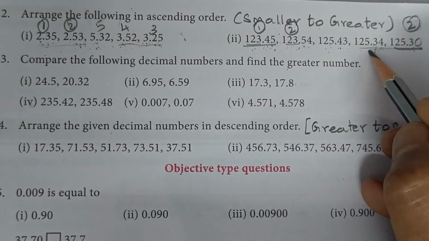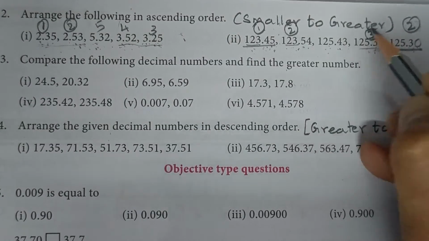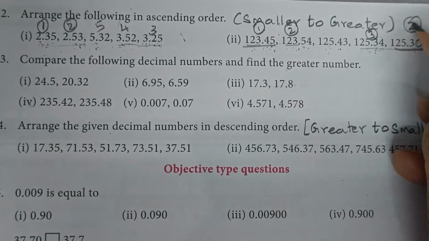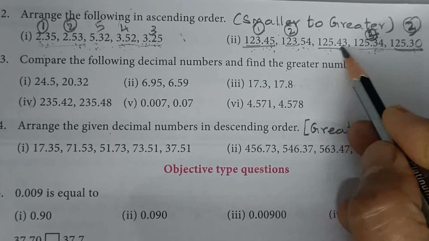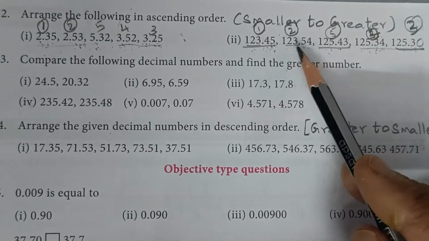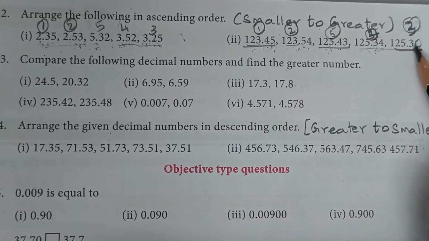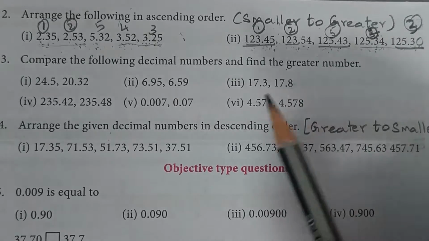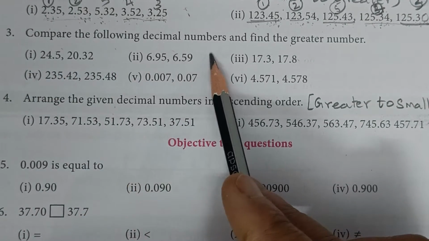This is the third smallest. After 2 we have written here, this is the third number. This is the fourth smallest. And the last one, this is the fifth smallest. 123.45, 123.54, 125.3, 125.34, 125.43. Got it? Okay, next, compare the following decimal numbers.